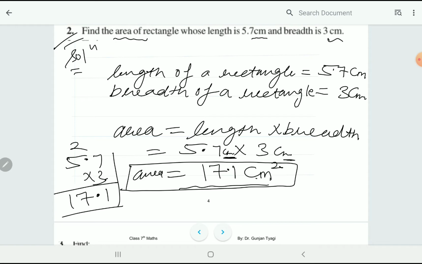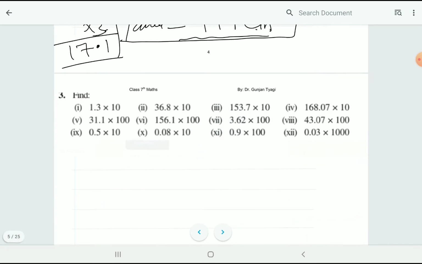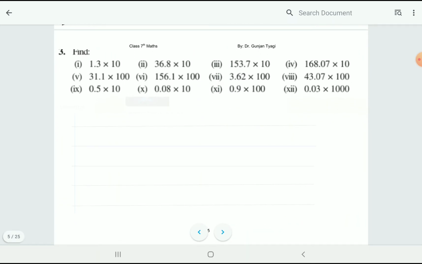So here length and breadth both are in centimeter, so area will be centimeter square. Question number 2 is completed. Let's do the next question of the same exercise. Question number 3. Find. You will have to calculate the following products. First, let's solve the first.